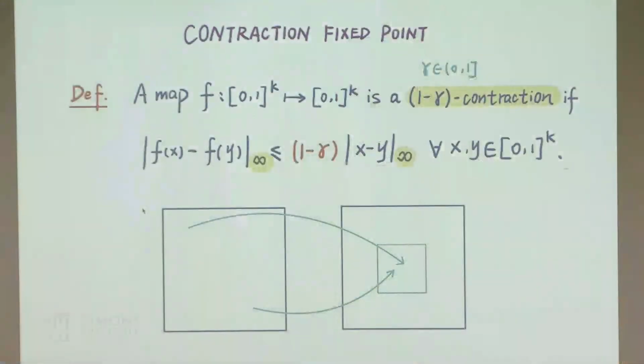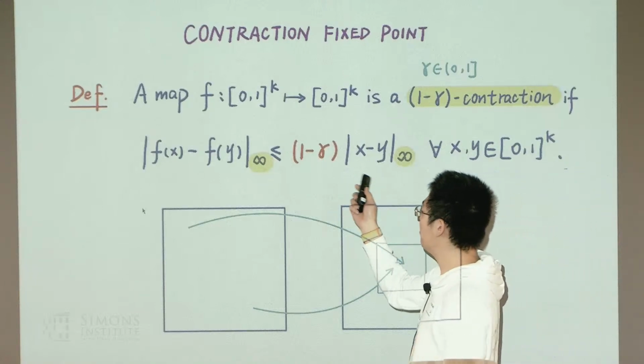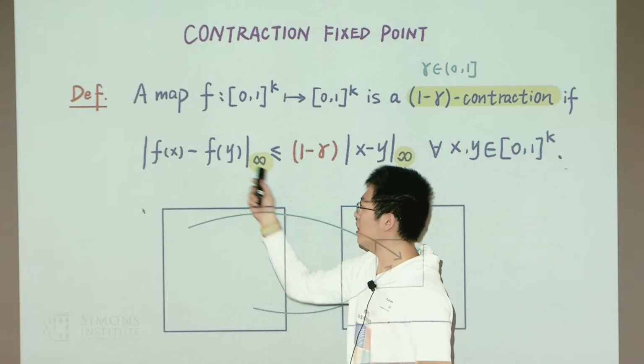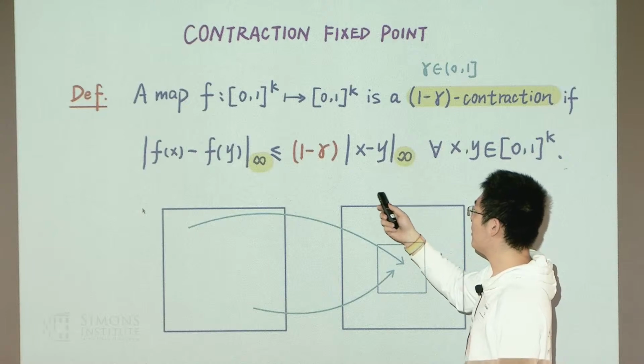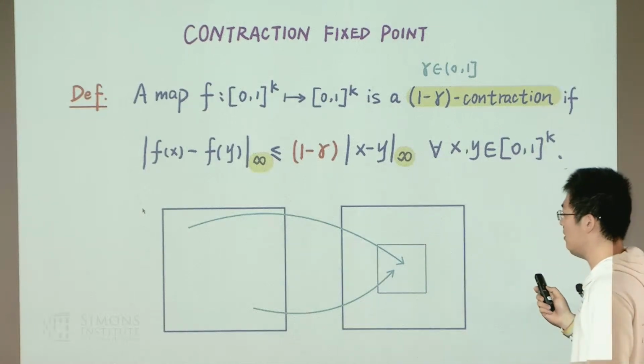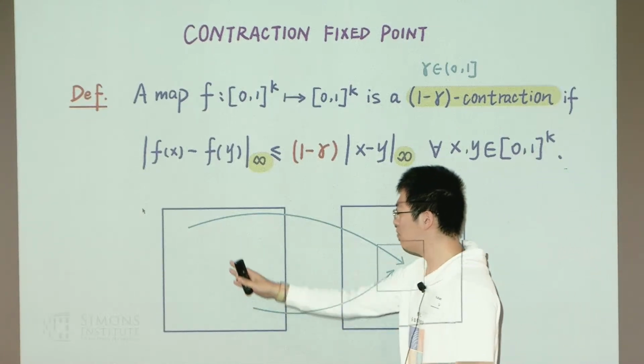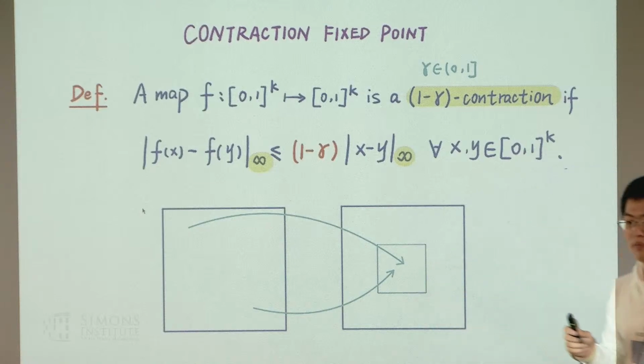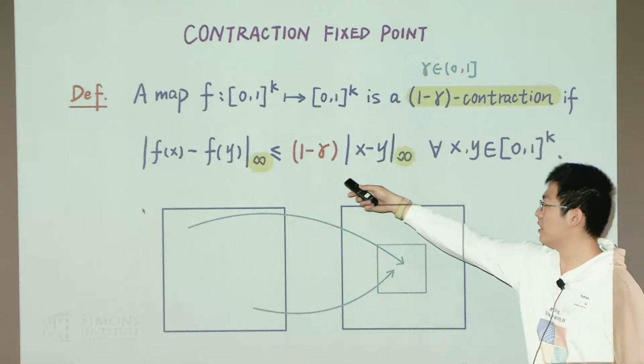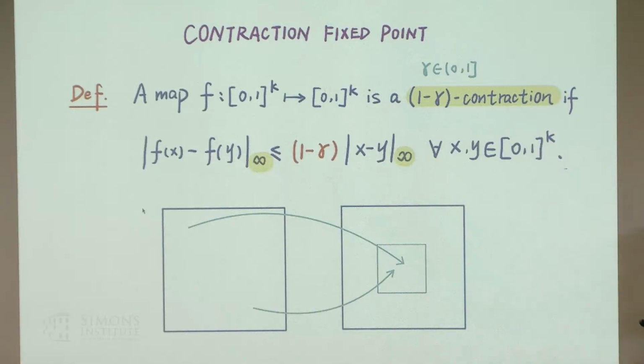So let me remind you what a contraction is. We say a function is a 1 minus gamma contraction, where gamma is the contraction parameter, if you take any 2 points, the distance between the images of these 2 points is strictly smaller than the previous distance. Like in this picture, 2 points map to a closer pair of points. And we specifically require a Lipschitz constant of 1 minus gamma, to make it not extremely close to 1.